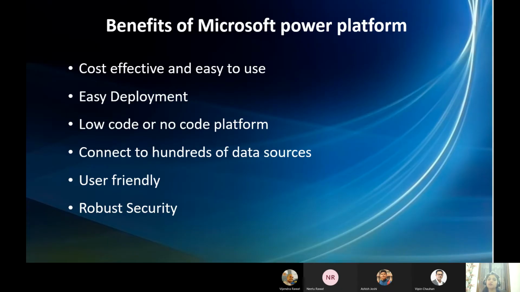Another one is that it can connect to hundreds of data services. As I already mentioned, you have Common Data Service, you have AI Builder, and you have inbuilt libraries which help you connect to hundreds of data sources, whether it is Teams, SharePoint, Excel, or Calendar. You just name it and it will be available in Power Platform. It is very user friendly, and obviously this combination of Power Apps, Power BI, Power Automate, and Power Virtual Agents provides you robust security, which is very important because security is one of the important concerns when we are integrating or creating something for the customer or the client.